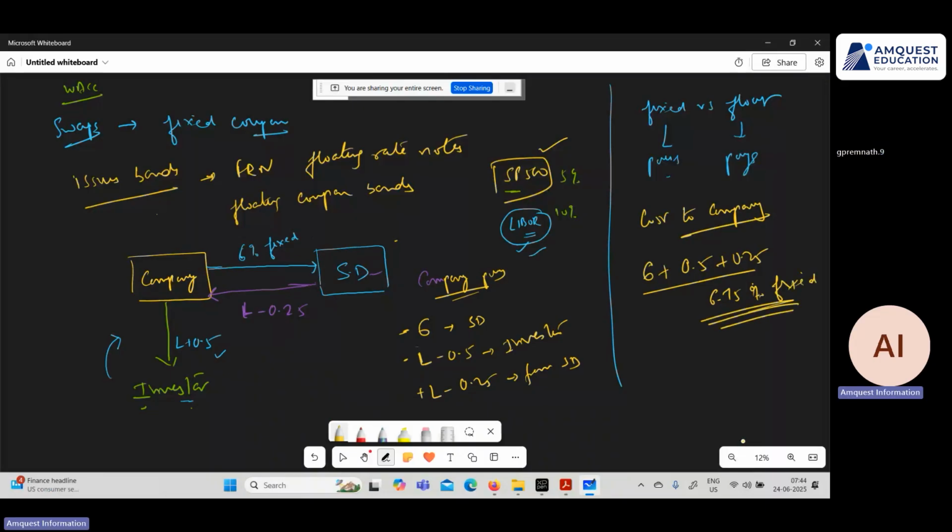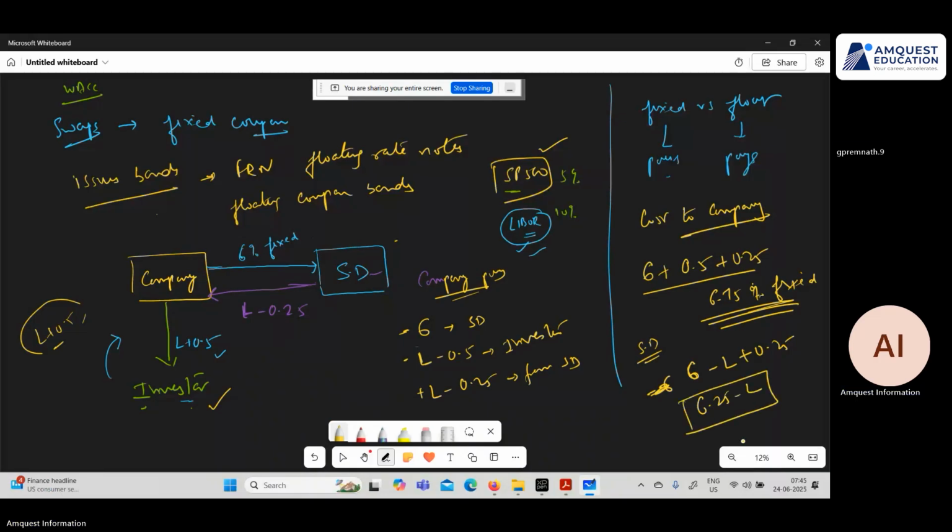No matter where the market moves, they will always pay 6.75. How much are investors going to get? Obviously, L plus 0.5. And how much is the swap dealer going to get? He's going to pay L plus 0.25, and he's going to get 6.75, so he's going to get 6.25 minus L. Do you understand the whole transaction?